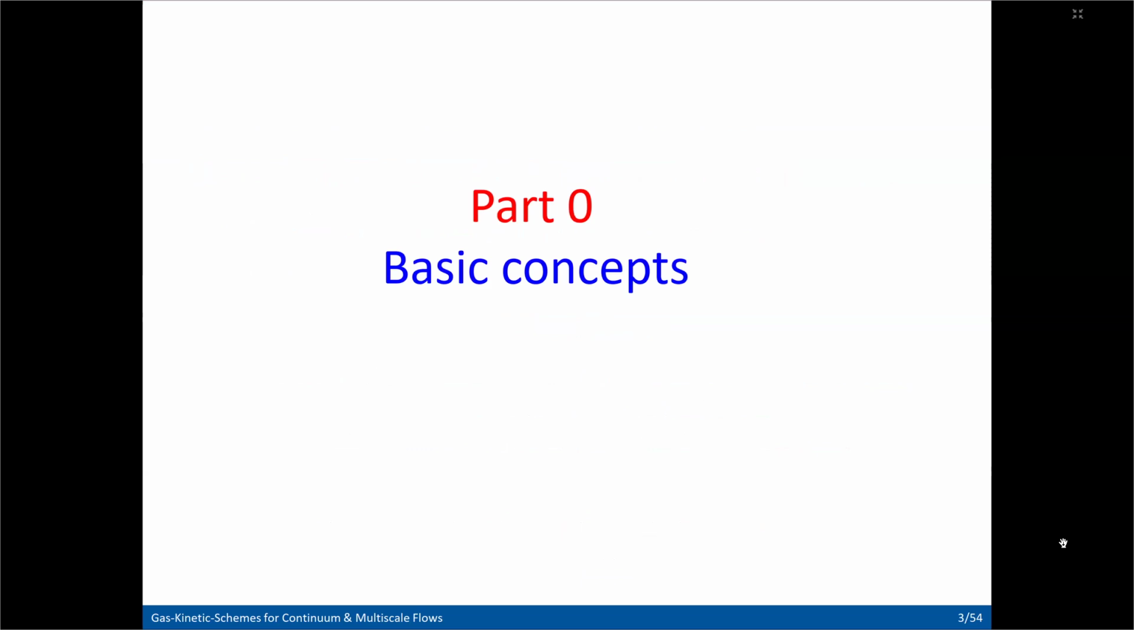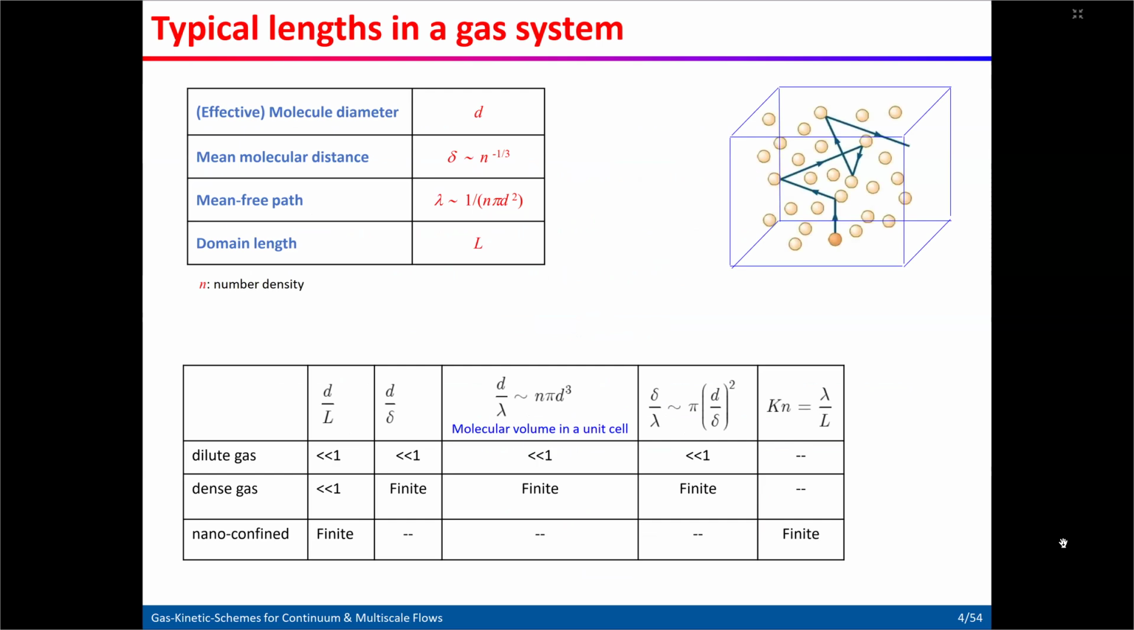First, I would like to give some basic concepts about the kinetic theory. We know that for a gas system, we have 4 typical length scales: the molecular diameter, the mean molecular distance, the mean free path, and the domain size. Based on these 4 length scales, we can define a number of dimensionless parameters, and based on these parameters, we can classify the gas system into several different types, such as dilute gas, dense gas, or nano-confined system. Here, I would like to focus on the first type, dilute gas.